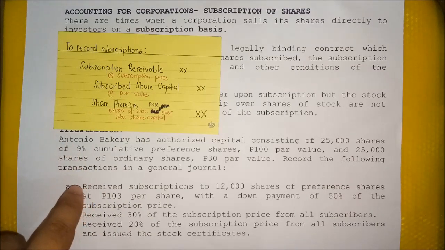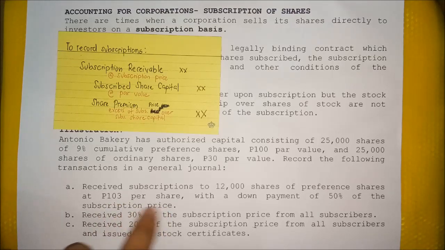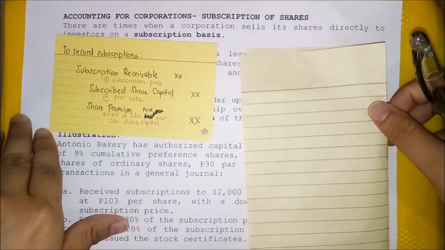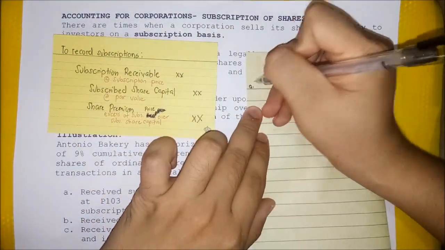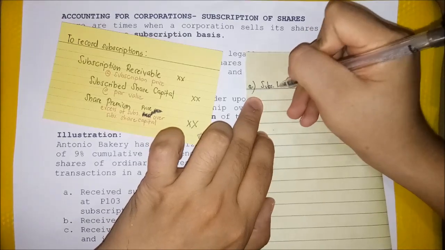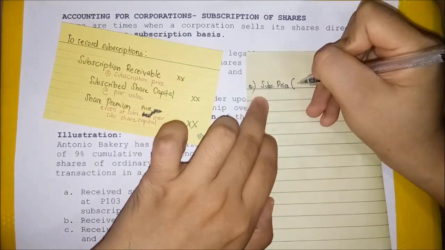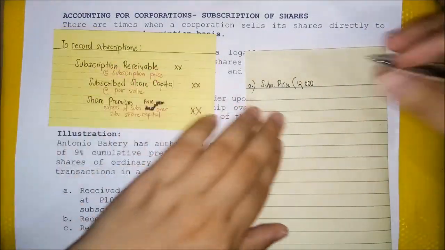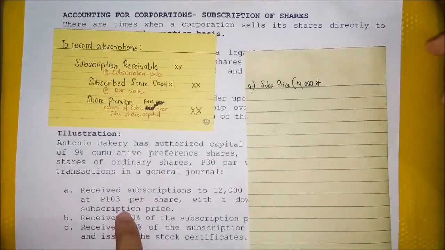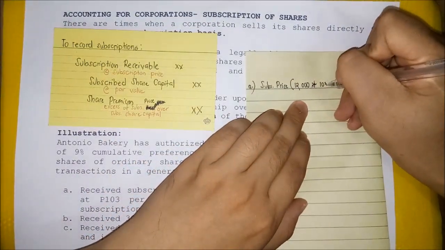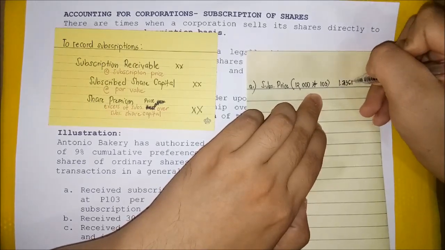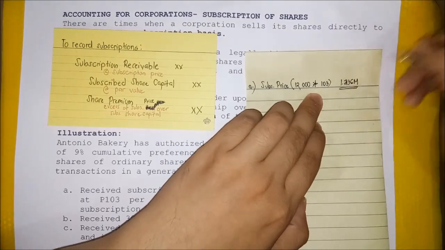So, para magawa yung journal entry for letter A, ang una, i-determine natin yung subscription price. Subscription price is yung number of shares subscribed, which is 12,000 shares times the subscription price, which is 103. 12,000 times 103 equals 1.236 million.